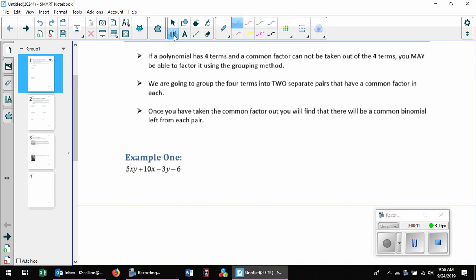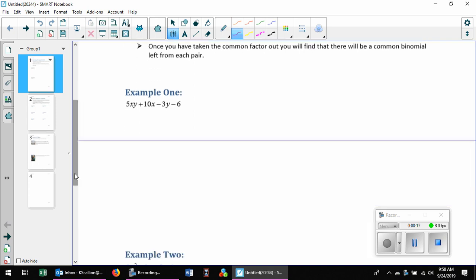Okay, so this one we call complex clustering, or the grouping method. This is the one that you painted in grade 10, but it's probably the most useful. The grouping method is when I look at the first two and try to common factor. What can I take out of both of those? 5x. So I'm left with y plus 2.